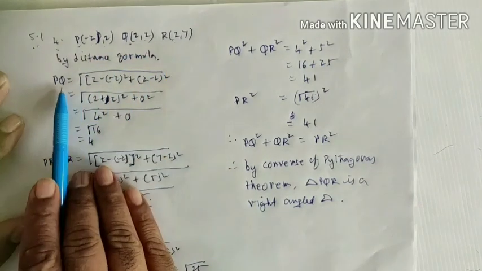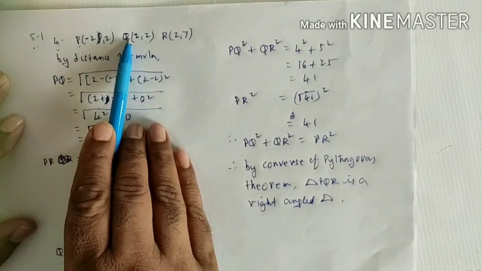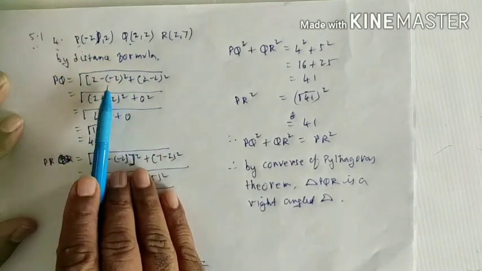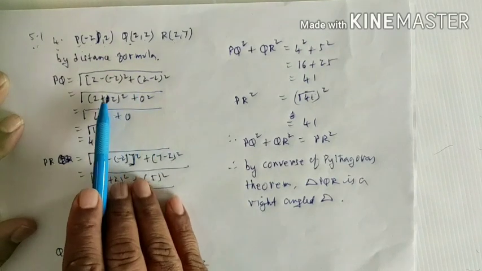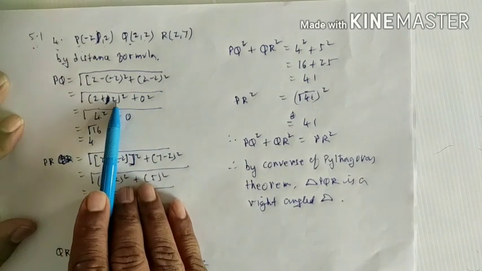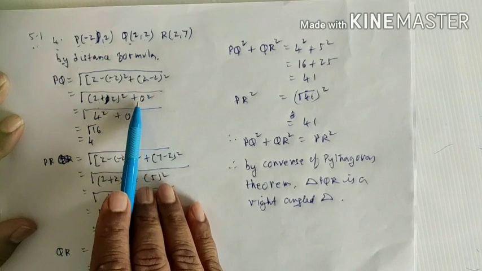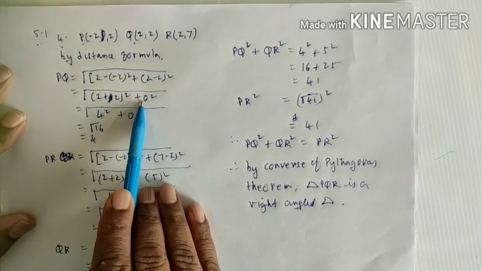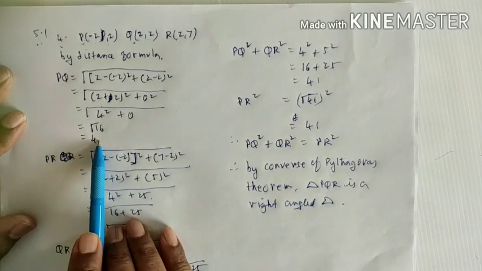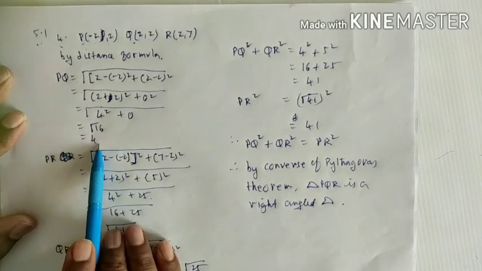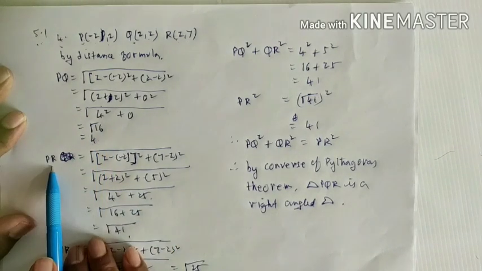Now by distance formula, what is PQ? We are getting root of (2 minus 2) square plus (2 minus 2) square. 2 minus 2 will become 2 plus 2, square, plus 2 minus 2 will become 0, square. So root of 4 square plus 0, that is equal to root 16, that is 4. So we got PQ is equal to 4.